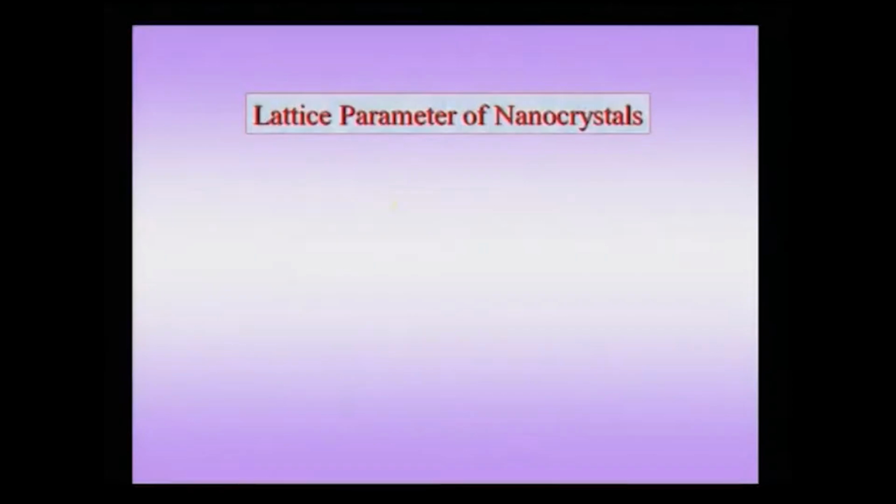Now, let us move on to the next topic, which is again closely related to surface effects, which is the lattice parameter of nanocrystals. When we are talking about the lattice parameter of bulk crystals, we know that if you talk about a cubic crystal, then you have 3 lattice parameters, a, b and c. Of course, alpha equal to beta equal to gamma is 90 degrees, a typical lattice parameter set which we use to describe a cubic crystal, and so forth. If you are talking about a lower symmetry system, then you need more lattice parameters to describe the crystal.